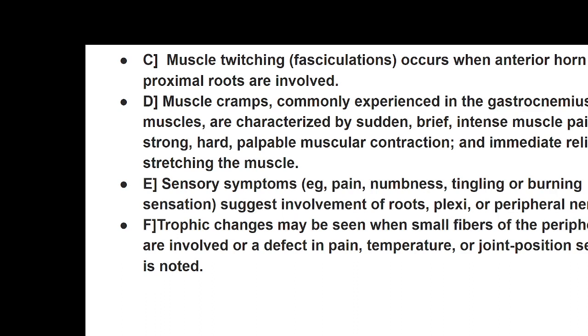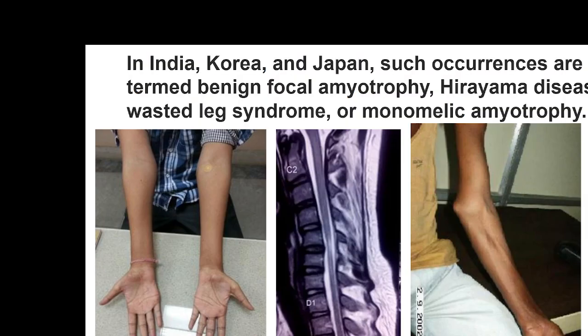If you look into the neurological textbooks, you may find still more, and as I told you, these symptom variations are named with different syndromes and conditions. Now of course that's about the literary part, so I would like to minimize that. As far as the patients whom we see quite frequently in India and of course in some of the eastern countries, they are considered also as focal amyotrophy or Hirayama disease, wasted leg syndrome or monomelic amyotrophy.